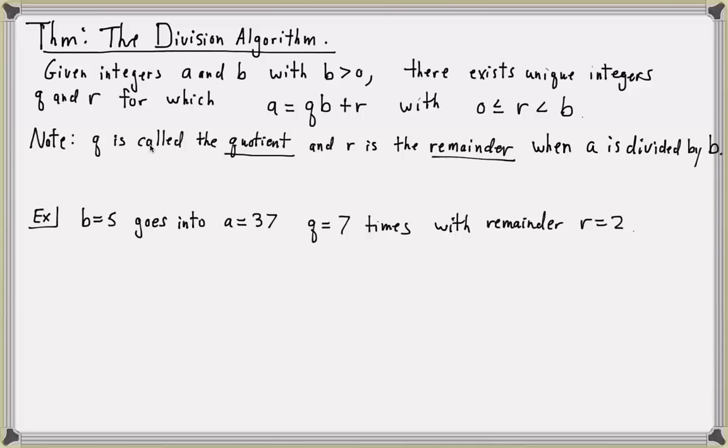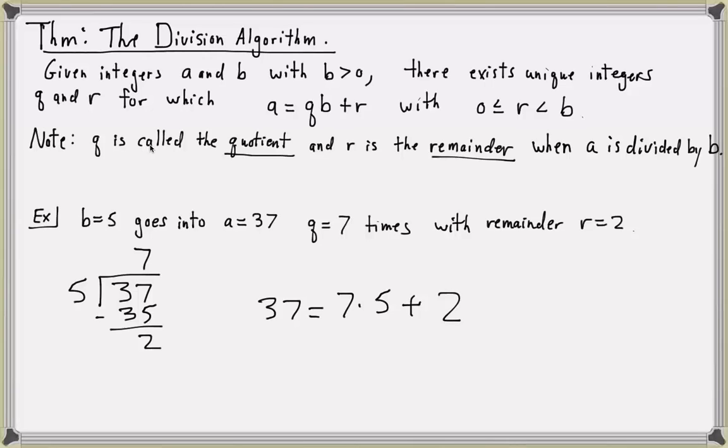So you might think of it as, if you're doing long division, 37 divided by 5 goes in 7 times, multiply, subtract, you get a remainder of 2. But the division algorithm says we can write 37 as 7 times 5 plus the remainder 2. So it's just rethinking how you write division.